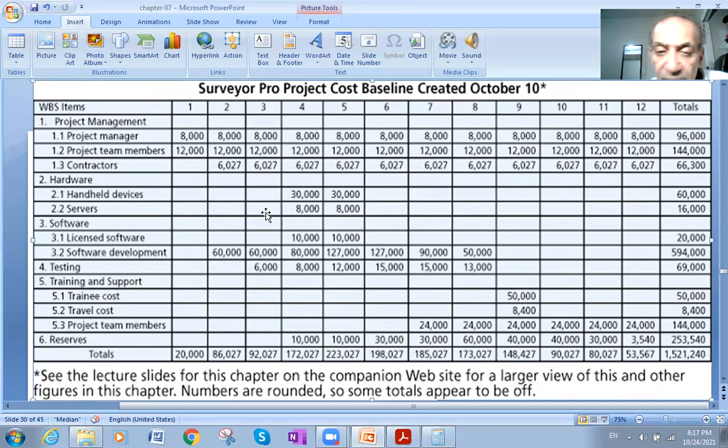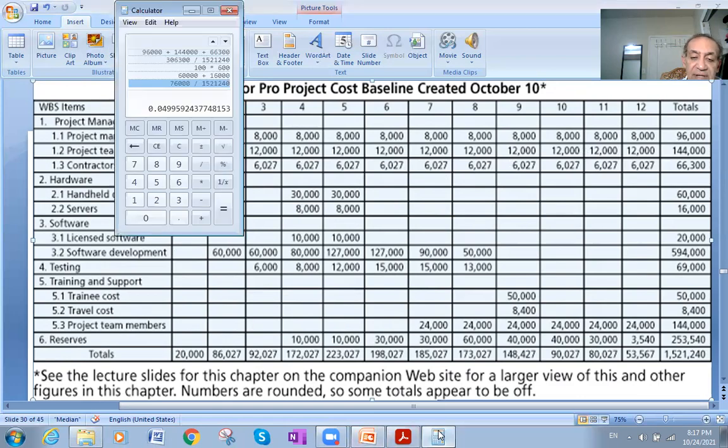Contractors also, their amounts, but they didn't receive anything for the first months. They start receiving from phase 2. They receive in each phase, or in each month, $6,027. So we'll count them: 1, 2, 3, 4, 5, 6, 7, 8, 9, 10, 11. If we multiply, let us do this now to show it to you.